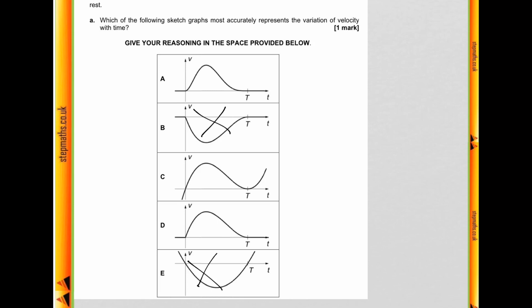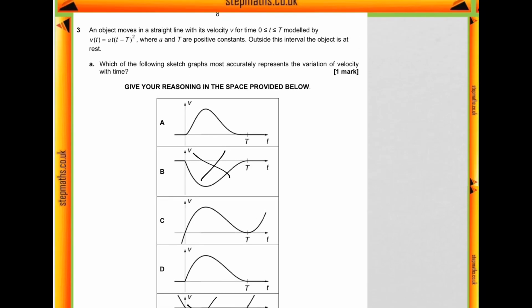Now, we need to consider the statement that outside this range here, the velocity is 0. So from this, we know that C is wrong. Let's now look at options A and D. Well, what is the difference between A and D? The difference lies in these sections here, in the section before the point here.